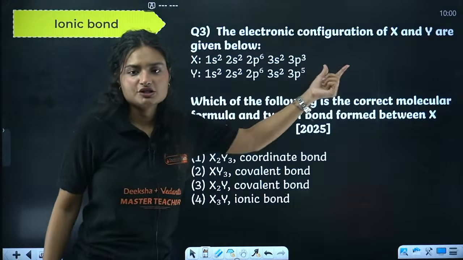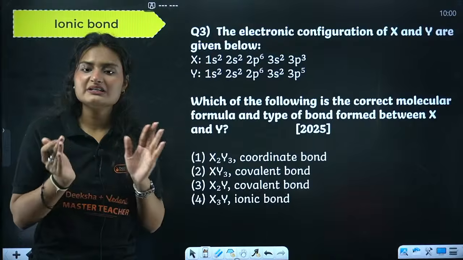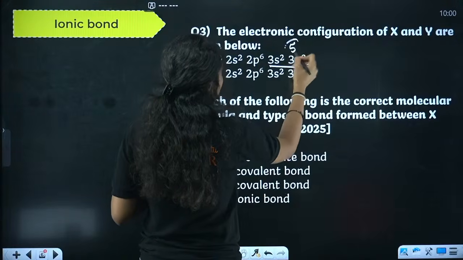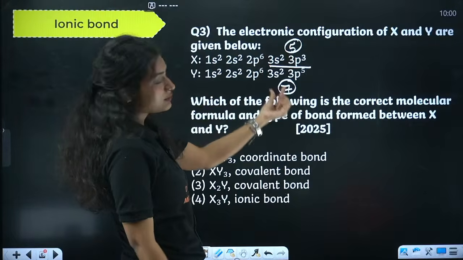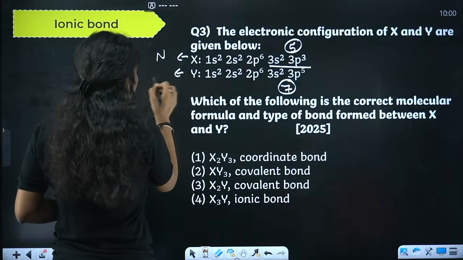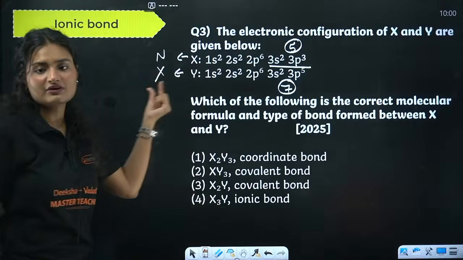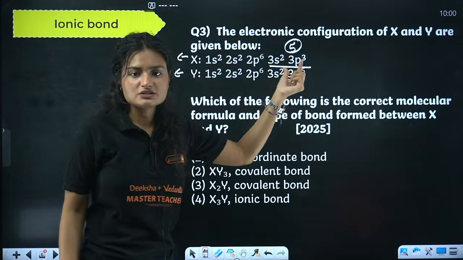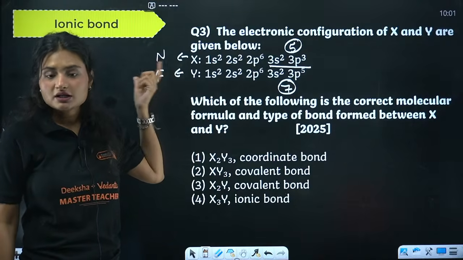The electronic configuration of X and Y is given. You need to tell the correct molecular formula and type of bond that is formed between X and Y. Now see, X has 5 valence electrons. Y has 7 valence electrons. So X looks like it is from the nitrogen family, and Y looks like it is from the halogen family, right? I'll write fluorine here. It has 5 valence electrons, so it looks like a nitrogen family, and this has 7 valence electrons, so it looks like the halogen family, right?